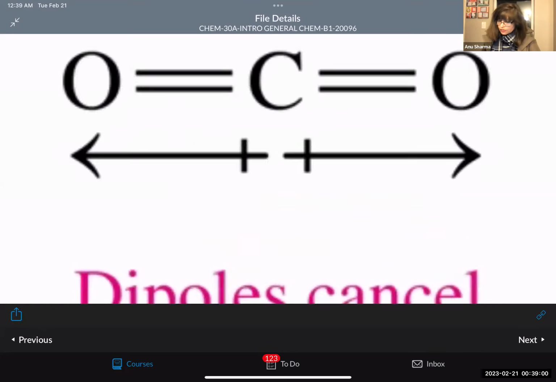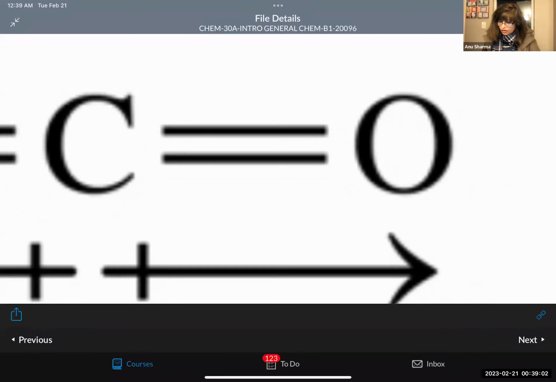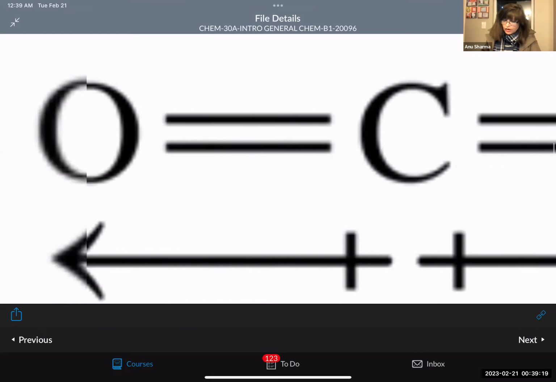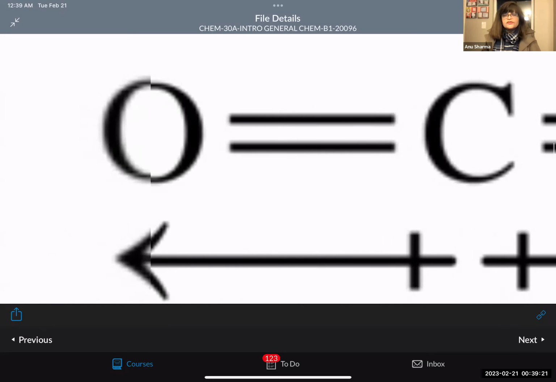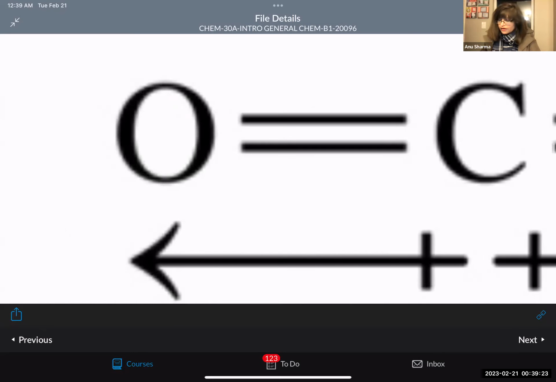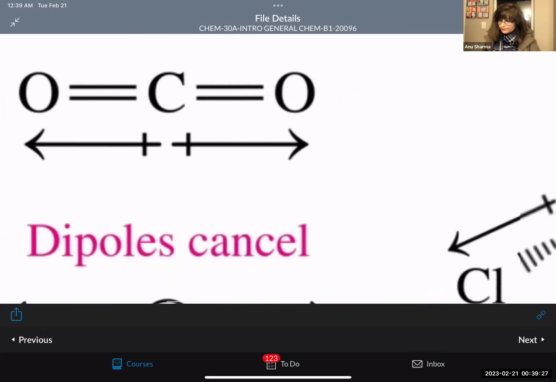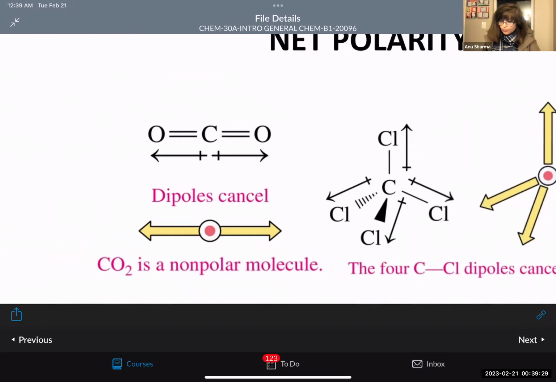The individual carbon-oxygen bond is a polar bond. That is why you see the arrow pointing towards oxygen. Oxygen is the one that has induced the dipole because it has pulled the electron clouds towards itself. But with the equal force on the opposite side, the other oxygen is also pulling. So it's like a tug of war. The effect cancels out and this molecule becomes non-polar, even though it has two polar bonds.